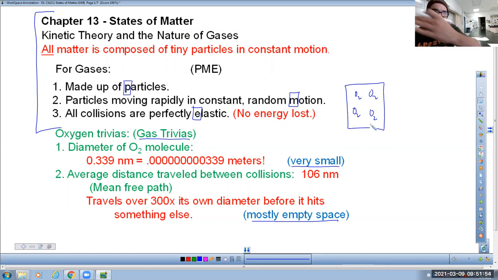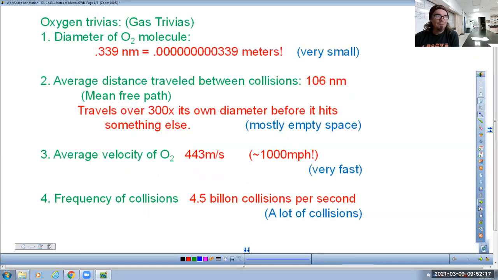So why doesn't this square balloon just collapse down onto itself? Because these oxygen molecules are colliding with the balloon, and they basically are pushing it outward at the same time that they also push on each other inward in every direction. They're constantly pushing. So now you're thinking, man, that's a lot of pushing. How fast are they moving? Glad you asked. Let's go to the next slide.